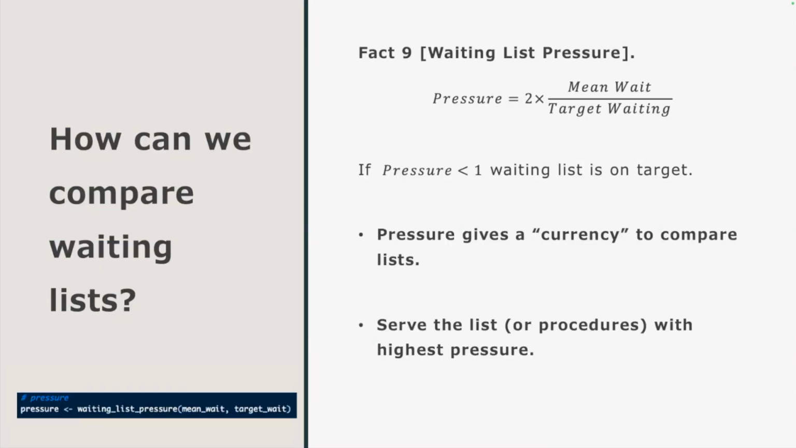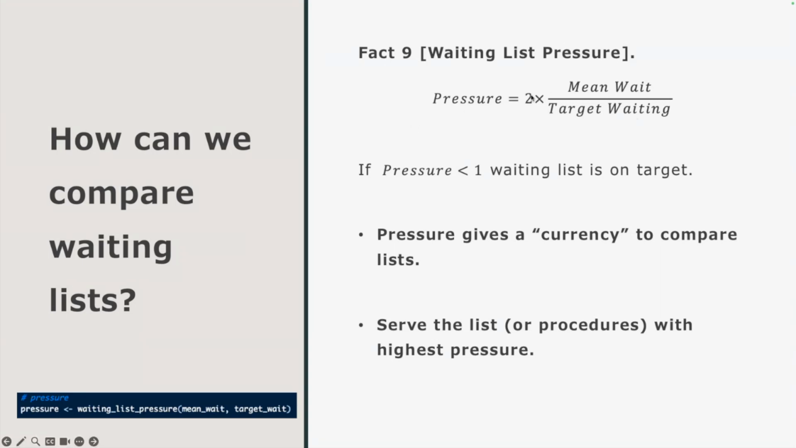So there is a calculation for that, which we call the waiting list pressure. There are several reasons why this is a good thing to do. But basically, the pressure on a list is the mean waiting time divided by the target wait.